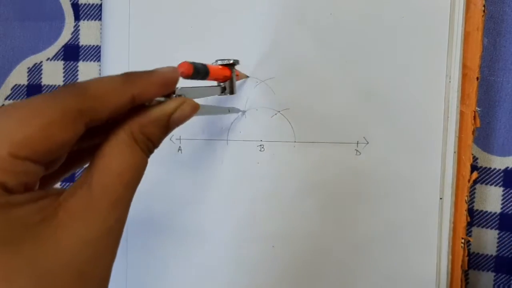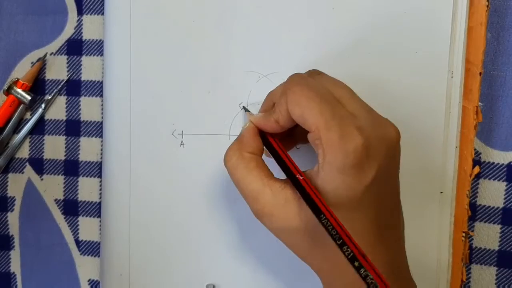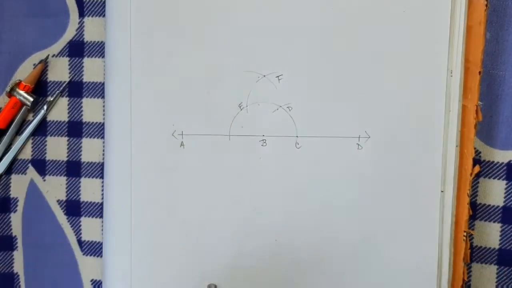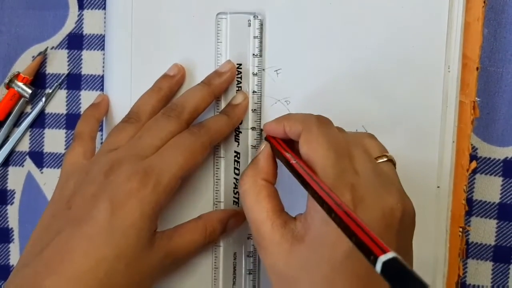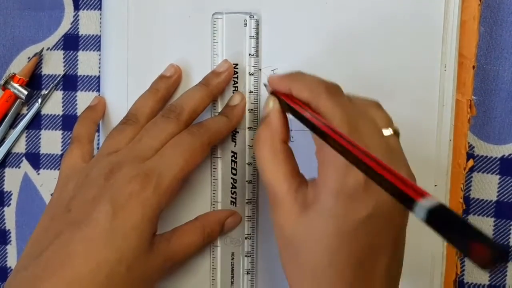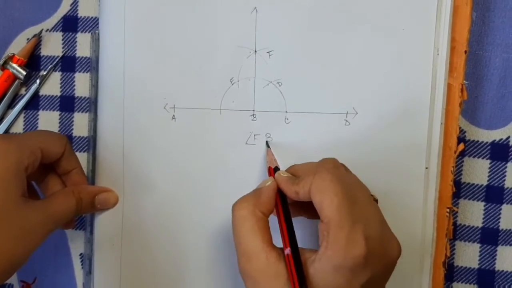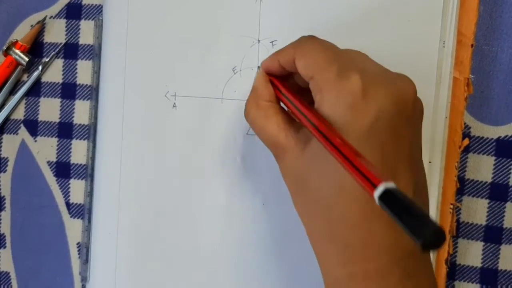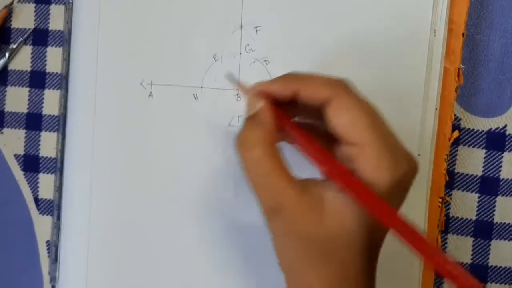So this intersecting point, I am labeling all these points. This is C, this one is D, this one is E, and I am considering this point as F. So I am joining this B point with F point. So you can say that angle FBD is equal to 90 degree. Now consider this point as G and this intersecting point as H.